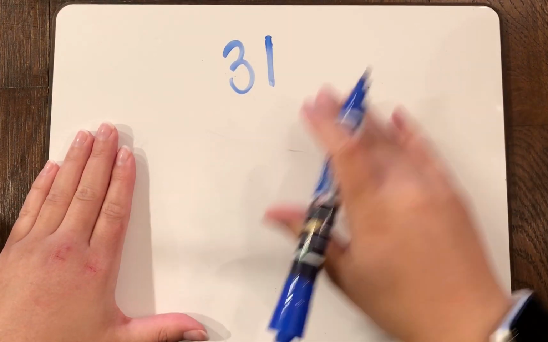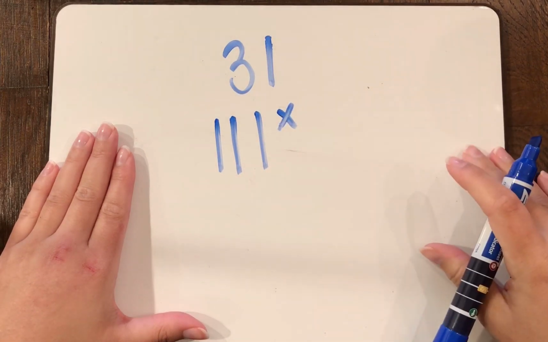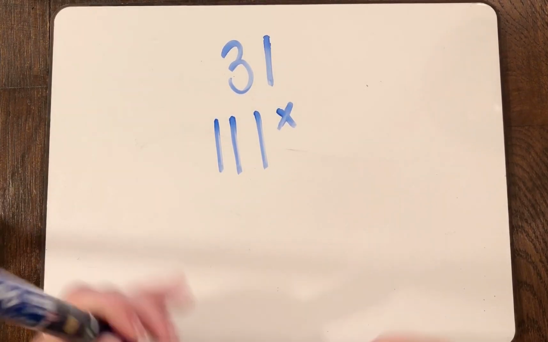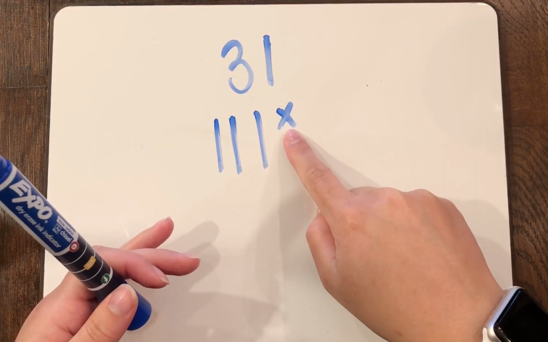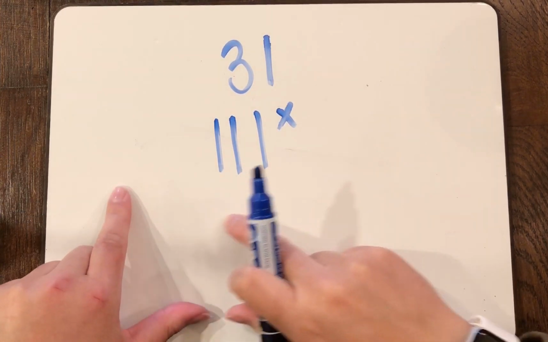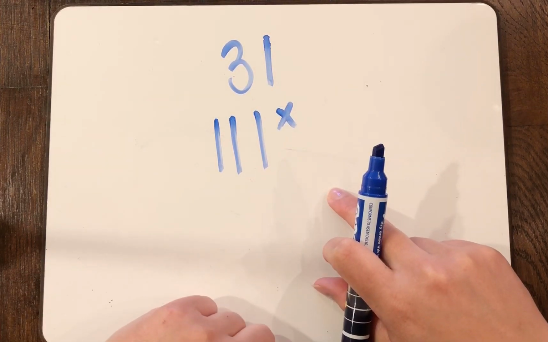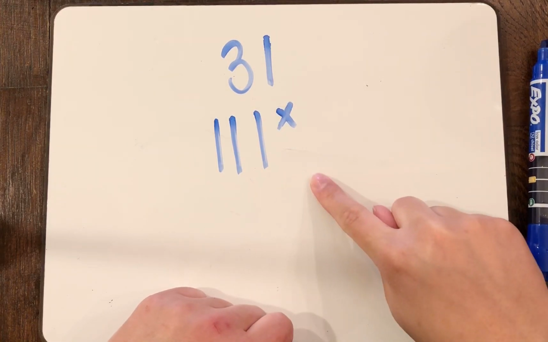Let's check it. 31. Does your 31 look like mine? Count along with me. 10, 20, 30, 31. Good. So now we have the number 31. If yours doesn't look like mine, go ahead and fix it now. All right, good job. We have 31.